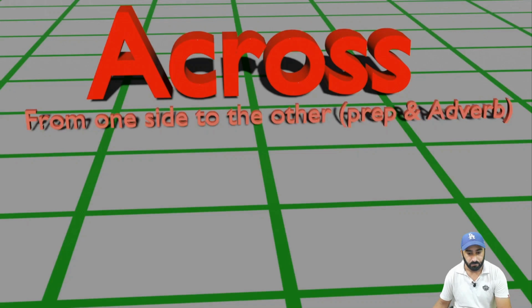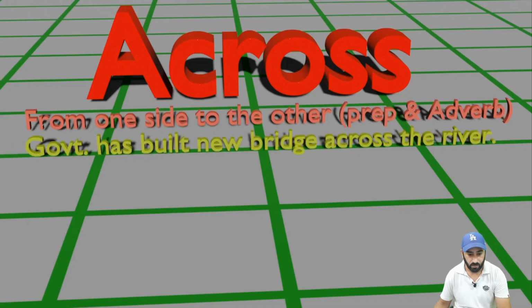And let's look at the example. Without examples, I think we cannot learn vocabulary properly. So as you can see, on the display we have one example. It says, government has built a new bridge across the river. Here we have used across between the bridge and the river, because across is used as a preposition, and a preposition is used to maintain the relationship between two nouns. Here the first noun is bridge and the second noun is river.